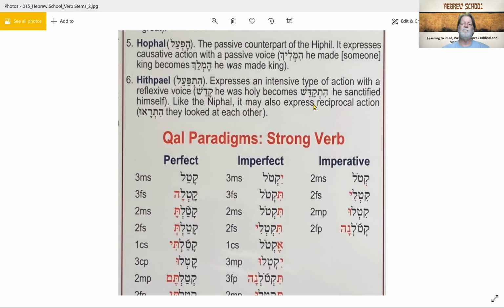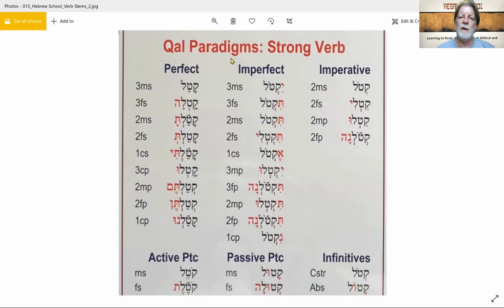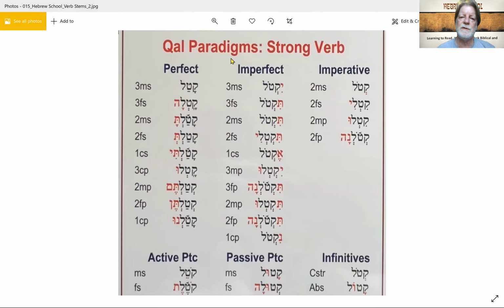reciprocal action. Okay, let's go down to this one paradigm that we are going to look at. Let me shrink this down just, whoops, I didn't mean to do that. Let me bring it back up again.